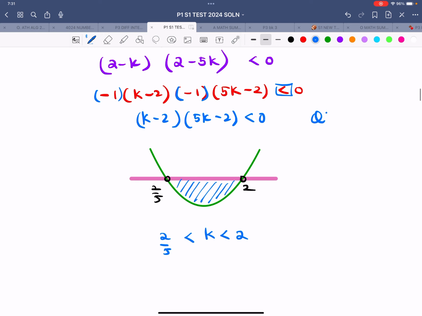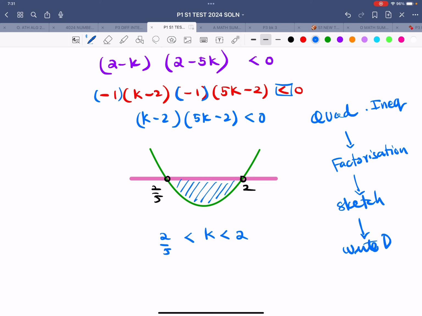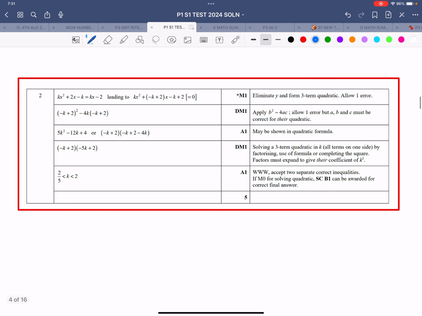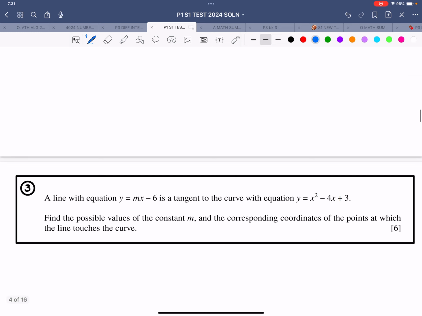Remember, whenever you are solving a quadratic inequality, factorization is a must. And after factorization, using a sketch to write down the answer is a must. So make sure that you follow all these steps in order to gain complete credit. And that is the working right over here, and the answer exactly matches.